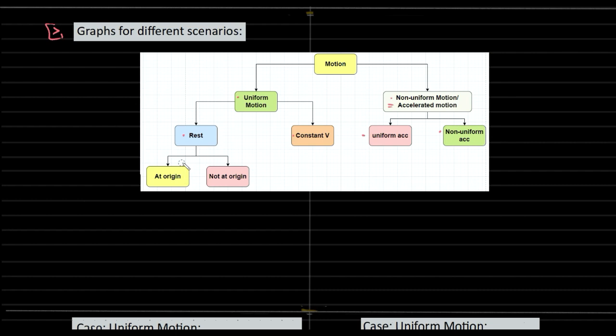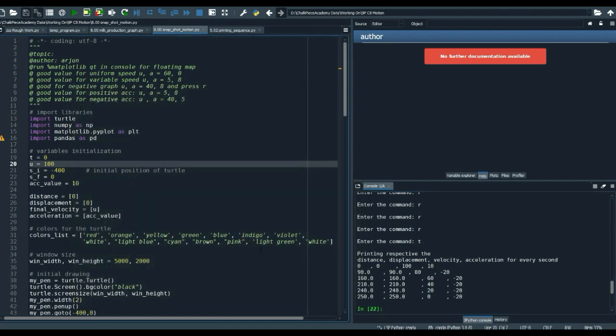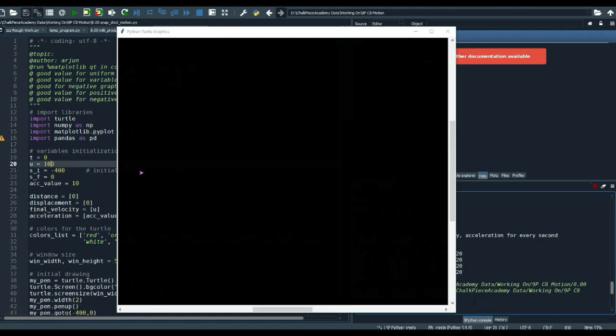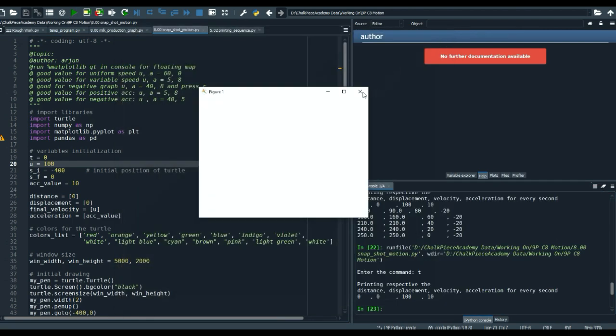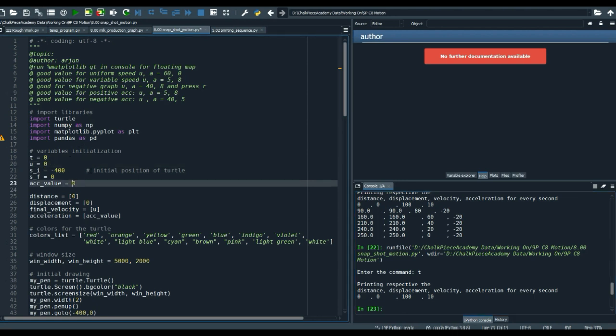In rest, we can tell the object is at rest at the origin and not at the origin. So we'll be looking at all the different cases and the graphs related to them. So we are beginning with, actually, I should change the values over here first. So we'll begin with the object being at rest at the origin.